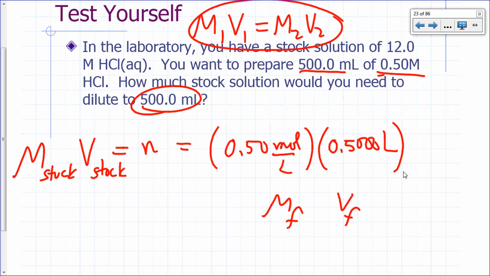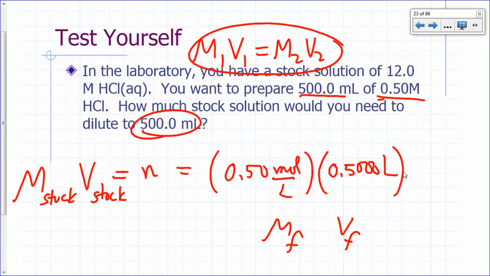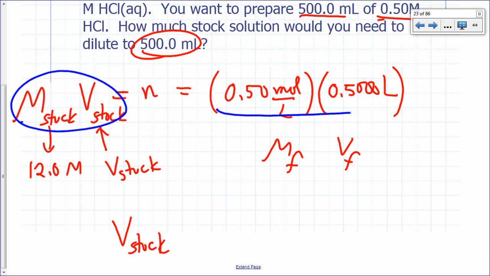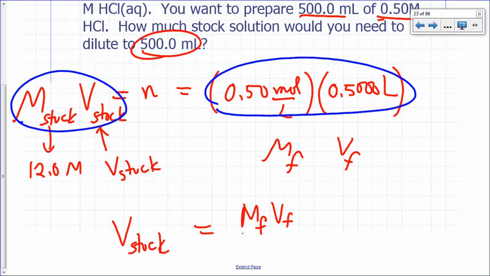So what's the molarity of our stock solution? It's 12, right? And so the volume of your stock solution is what you need to find out. How much of the stock do you need to dilute to 500 mils? So let's solve for the volume of stock. Okay, M stock V stock equals M final V final. So this is going to be equal to M final V final over the molarity of the stock.